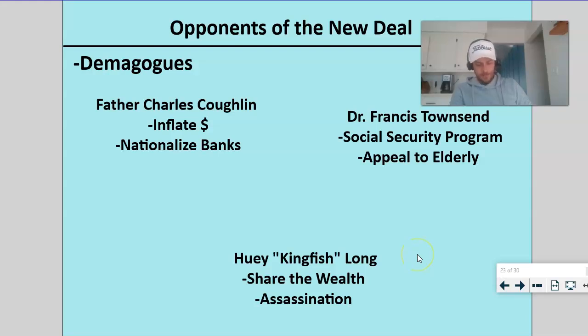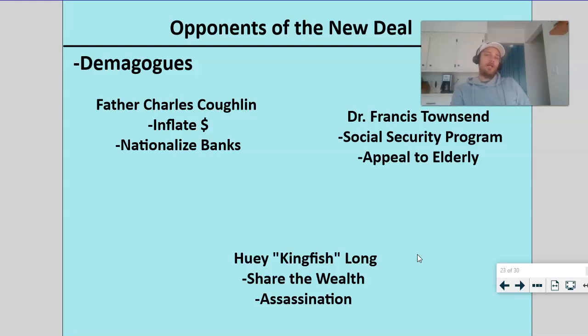This guy is a governor from Louisiana. He is the governor of Louisiana, I should say. He had this program called the Share Our Wealth program, Share the Wealth program. And he won immense popularity with this Share the Wealth idea. What he proposed was a minimum income for every person in the United States by taxing the wealthy.